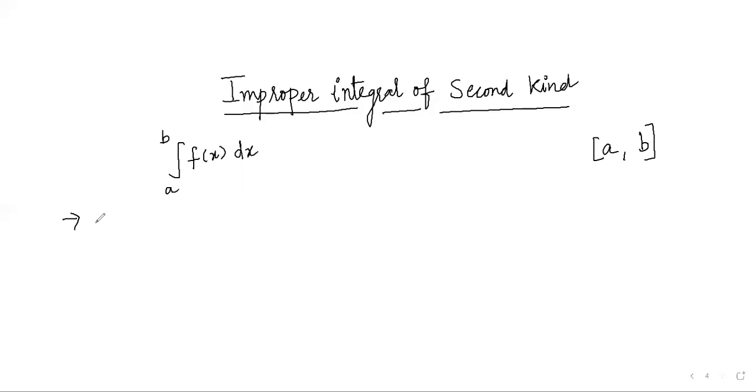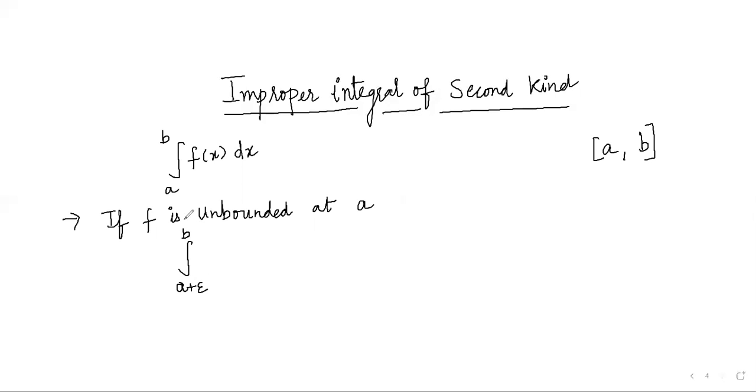So first case, if f is unbounded at a. Now, in this case, how will we check whether this improper integral exists or not, and if it exists, what is its value? So here, we will be considering the integral by shifting this to a plus epsilon.